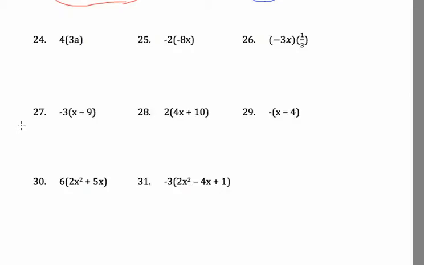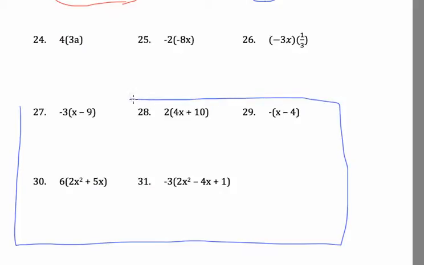I'm going to skip around a little bit. I want to look at these problems first. These problems all make use of the distributive property. The distributive property is used when you have a number outside of a parenthesis, and there has to be an addition or subtraction problem in the parenthesis. So notice all of these have an addition or a subtraction problem in the parenthesis.